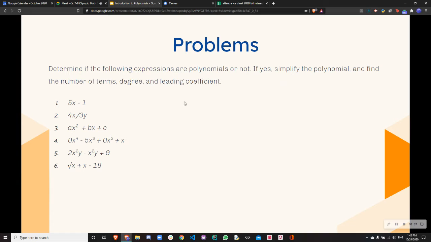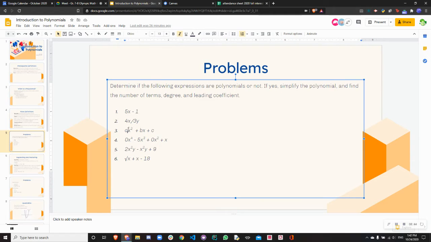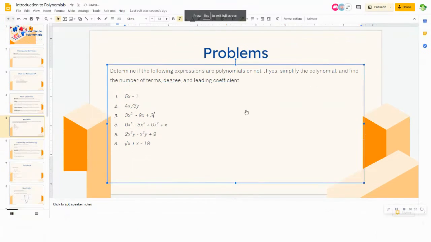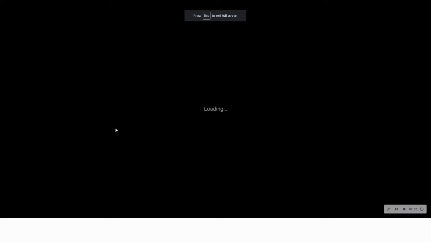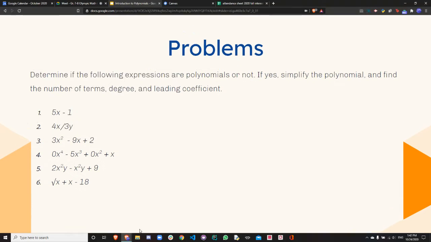Here, I'm going to change up question 3. It's a little bit ambiguous. Here we have A, B, and C. I'll just make these some random numbers, like 9 plus 2. There you go. Okay, I changed question 3 to 3x squared minus 9x plus 2. Sorry about the confusion.